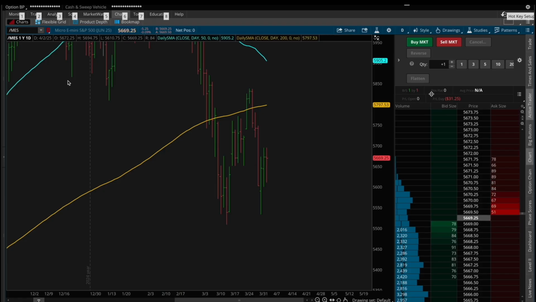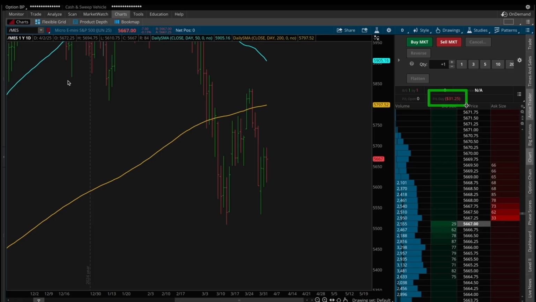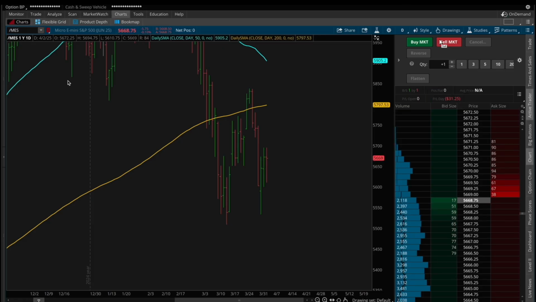And unfortunately, we lost $31.25 on this little demo, which is okay. We'll make up for that later. Okay, so that is what it looks like to enter and exit a short trade in /MES.